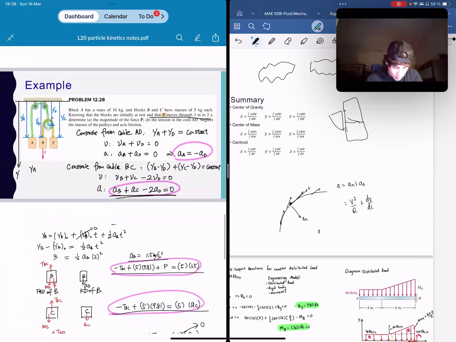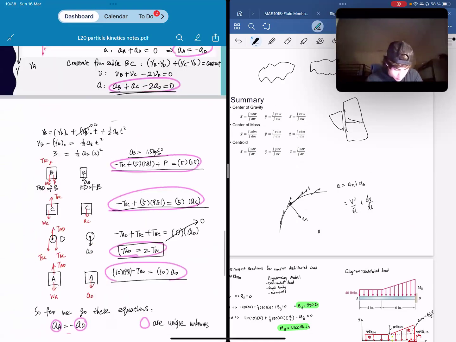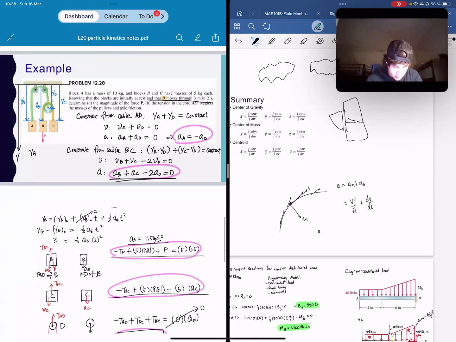I actually don't remember seeing this part. I don't think that I see this. So let me go through this and tap this video. Block A has a mass of 10 kilograms, and blocks B and C have a mass of 5 kilograms each. Knowing that the blocks are initially at rest and that B moves through 3 meters in 2 seconds, determine the magnitude of the force P. Where's force P? Oh, okay. And the tension in the cord AD, neglecting the mass of the pulleys and axle friction.